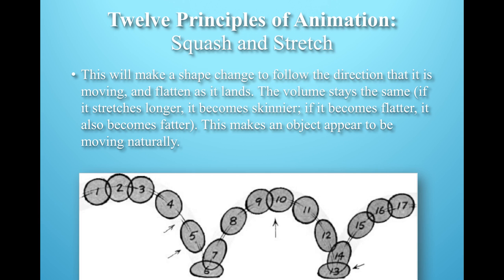So then we've got the 12 principles of animation as described by Holly Johnston and Frank Thomas. Squash and stretch. These are just the ones I think are important, but squash and stretch will make a shape change to follow the direction that it is moving and flatten as it lands. The volume stays the same. If it stretches longer, it becomes skinnier. If it becomes flatter, it also becomes fatter. This makes an object appear to be moving naturally, and you can see this. This is a sequence that was drawn by Preston Blair.